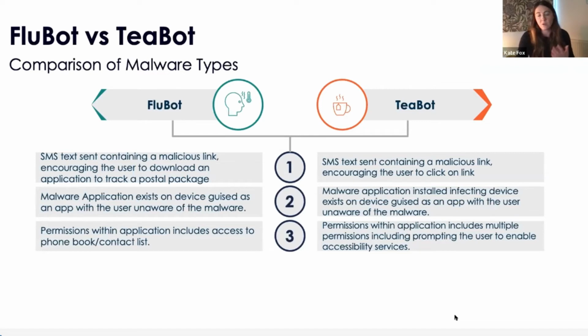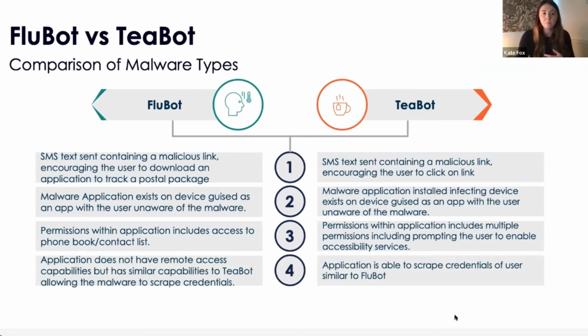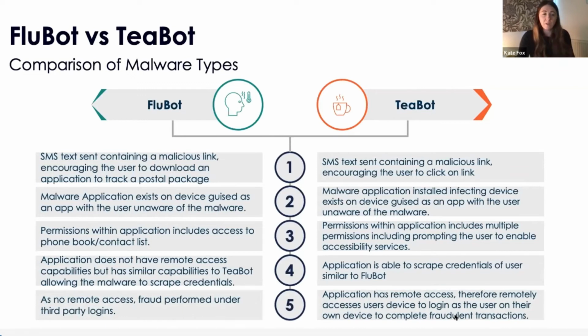On the TBot side, it's got a few more capabilities, where the application had multiple permissions and prompted the users to enable the accessibility service, which is a key thing for TBot really. One of the other differences, I guess, is that Flubot doesn't have a remote access tool. So it has similar capabilities to TBot where it can scrape the credentials, but it doesn't have the remote access ability that TBot did have. And quite interestingly, I think the key difference is the remote access ability.